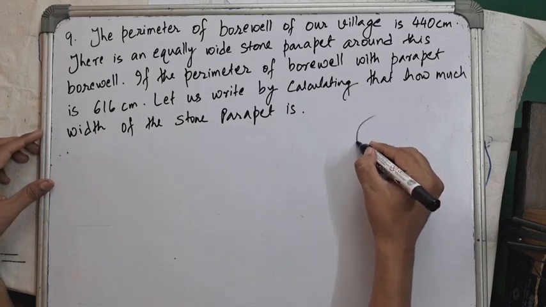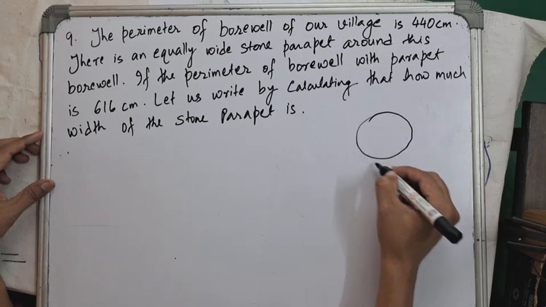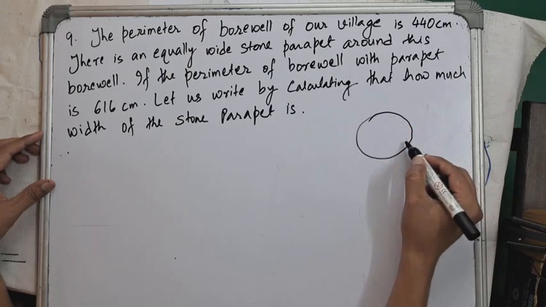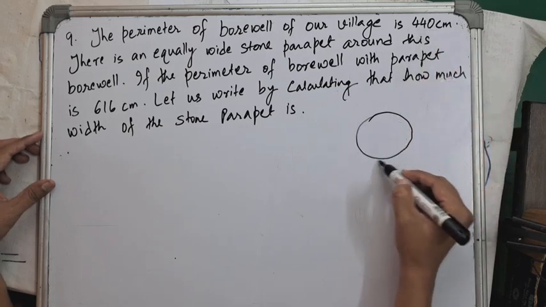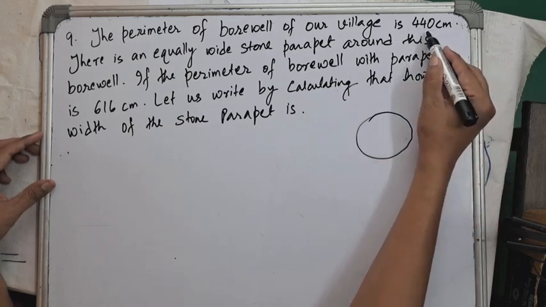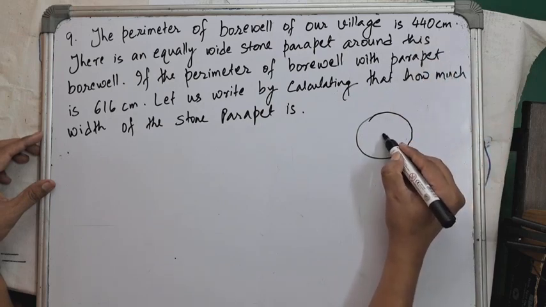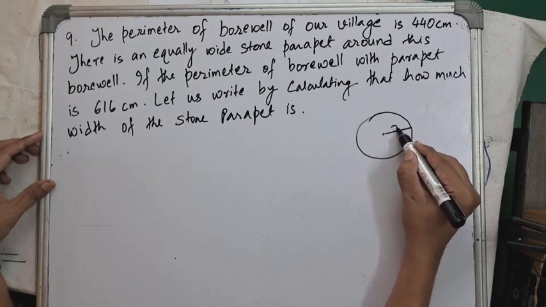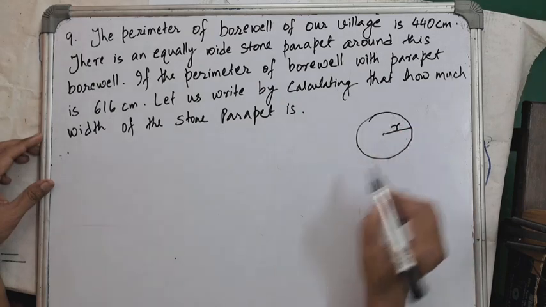So we have a borewell here and the circumference of this borewell. Perimeter means circumference, okay? The circumference of this borewell is given to us as 440 centimeter. Radius is not given to us, so we assume the center here and let's say this is the radius of this borewell, okay? Small r is the radius of this borewell.